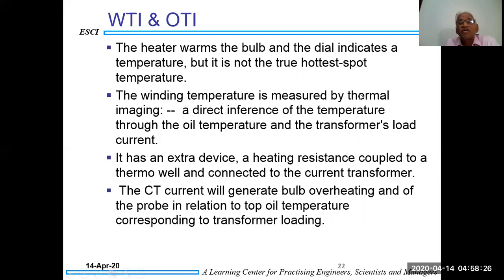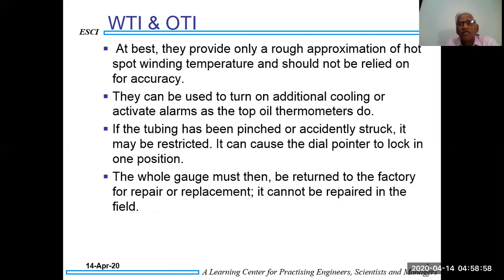The winding temperature is measured by thermal imaging, a direct inference of the temperature through the oil temperature and the transformer's load current. It has an extra device, a heating resistance coupled to a thermo well and connected to the current transformer. The CT current will generate bulb overheating of the probe in relation to the temperature of the oil corresponding to the transformer loading. So this is called an image because it's not really measuring the winding temperature; it is taking the oil temperature and, based on the current level, giving an additional reading. It is a calibrated one.